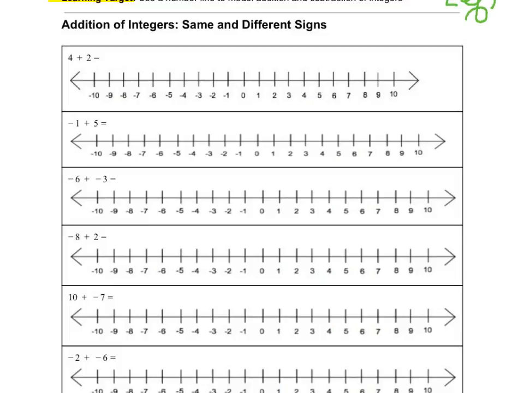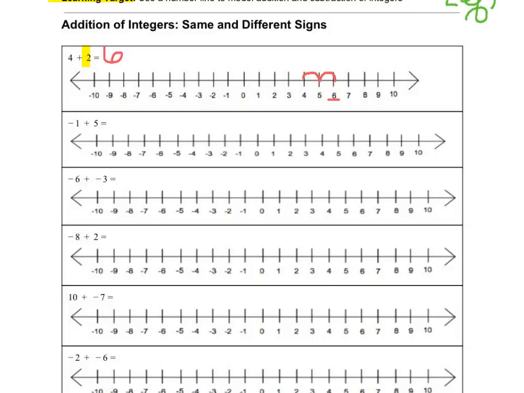The first one is 4 plus 2. To show this, we start at the number that is given to us first in the problem. This is 4. And then because we are adding a positive 2, we are going to move to the right. So I'm at 4, I make 2 jumps to the right, I end at 6, so 4 plus 2 is 6. Let's look at our next one.